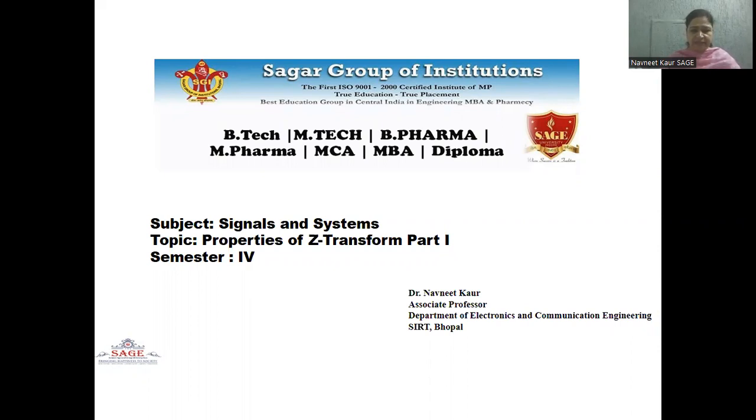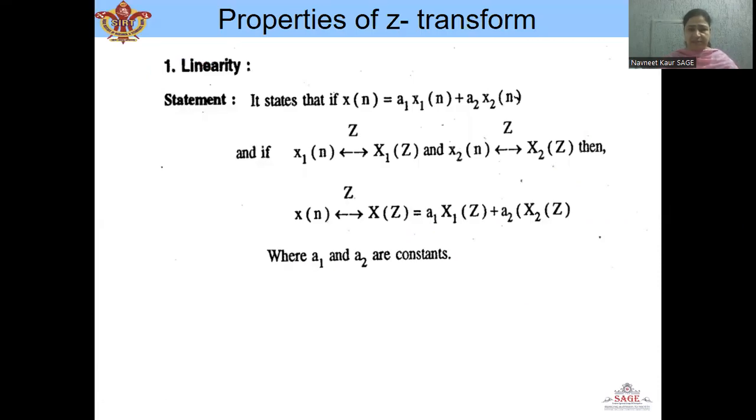Today, I'm taking lecture of subject Signals and Systems. In my previous lecture, I have already discussed basic concepts of the Z transform. Now, in this lecture, I'll be taking properties of the Z transform. To start with, the first property of the Z transform is the linearity property.